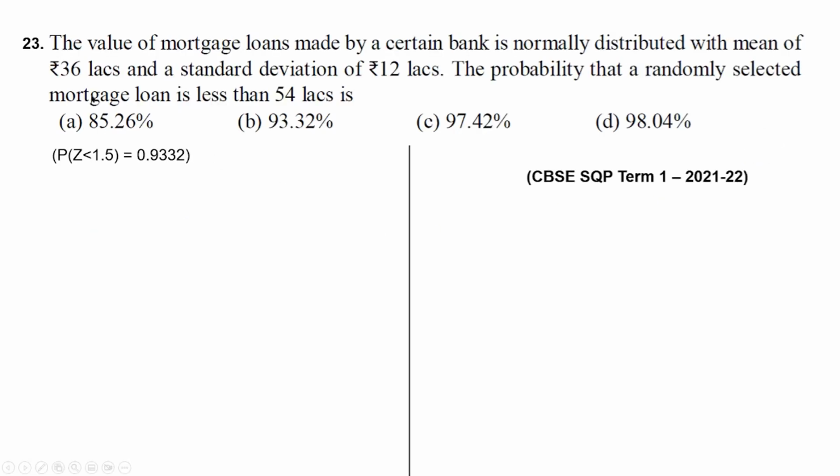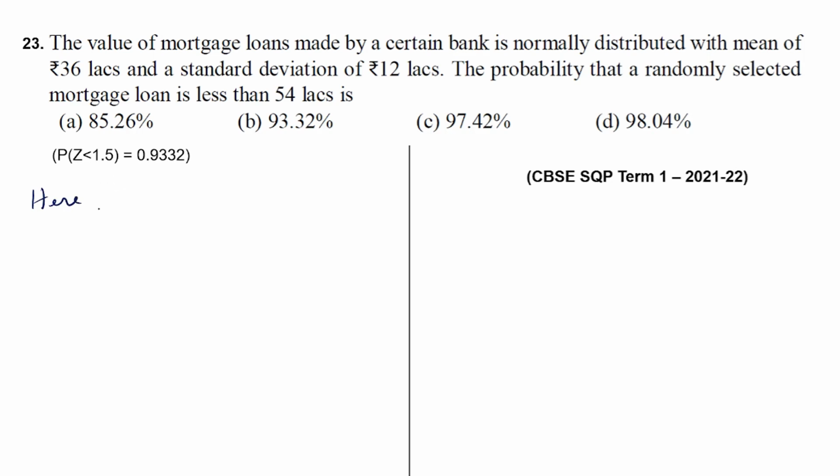Next question, the value of mortgage loans made by a certain bank is normally distributed with a mean of 36 lakhs and standard deviation of rupees 12 lakhs. The probability that a randomly selected mortgage loan is less than 54 lakhs is. So here everything is given directly. The value of mortgage loan is normally distributed and the mean is given as 36 lakhs and the deviation is 12 lakhs. We have to find the probability that a randomly selected loan is less than 54 lakhs.